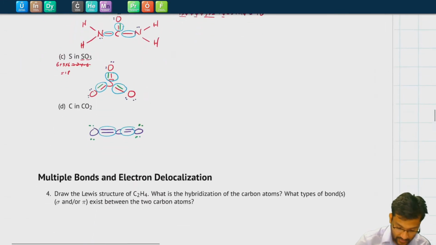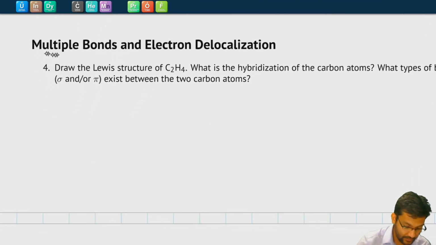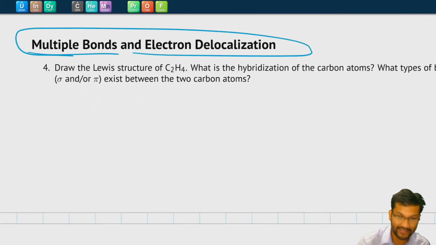All right, so that will bring us to the end of this video. In our next video, we're going to look at multiple bonds and this idea of electron delocalization.